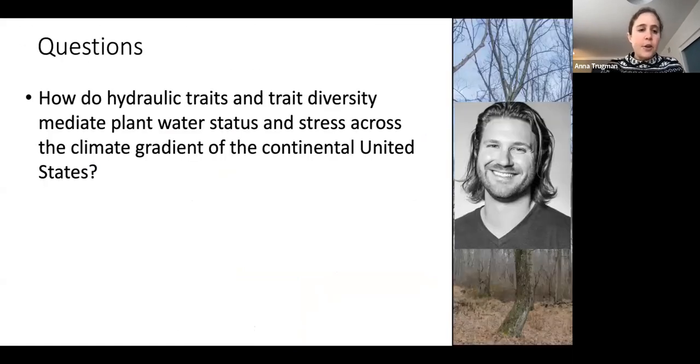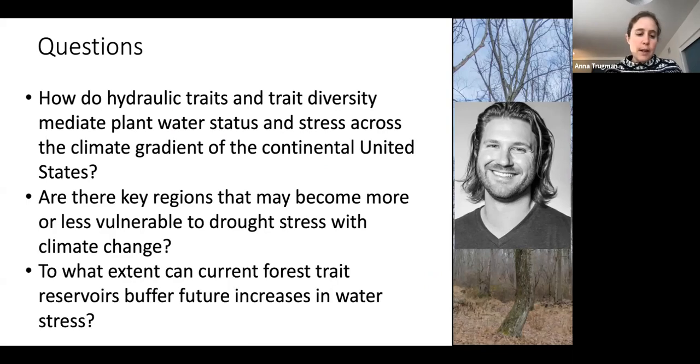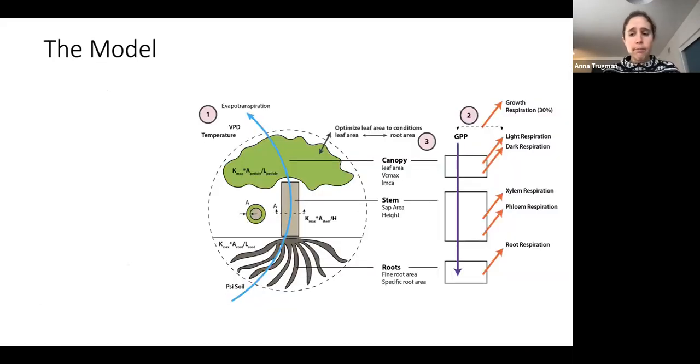And in particular, we wanted to look at how hydraulic traits and trait diversity mediate plant water status and stress across the climate gradient of the continental US. Are there key regions that may become more or less vulnerable to drought stress with climate change? And to what extent can current forest trait reservoirs, which we defined as the traits within a 1/4 degree climate grid cell, buffer future increases in water stress?